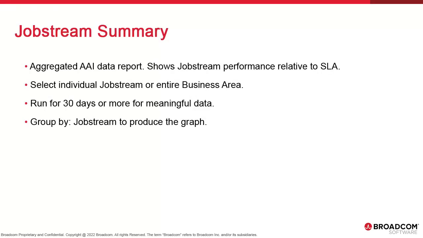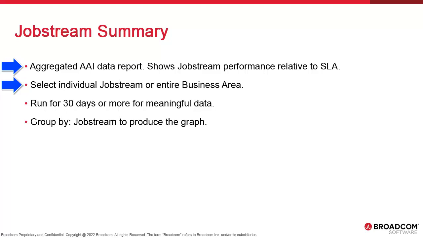The first report is the Jobstream Summary, which uses AI data and Jobstream runs. The focus is the relative performance of operations in relation to their SLAs. To structure the report, we select one or more job streams or business areas and a reporting period. The report shows the successive runs of the job streams against the SLA.